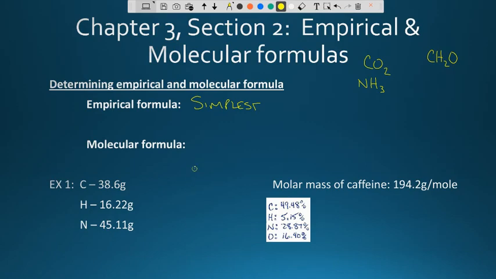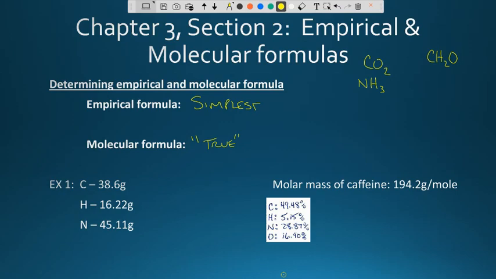When I get into the molecular form, that's its true form. That's its more complex form. That's its true identity. Okay, so the first thing we need to do is figure out what a compound is in its simplest form, and then we find its true identity from there. So pay attention to those terms, empirical versus molecular formula.